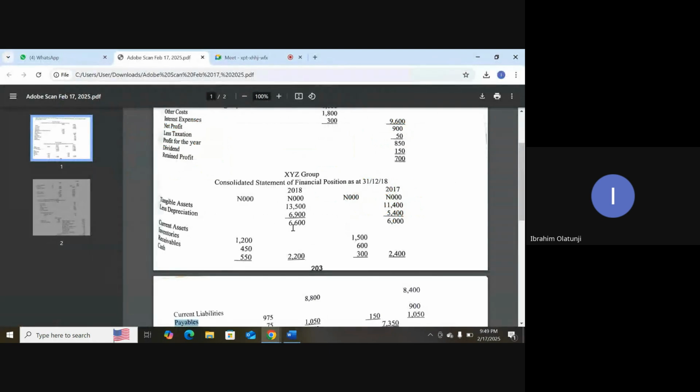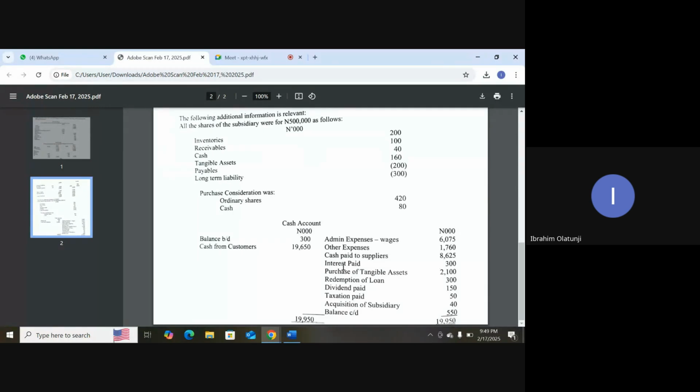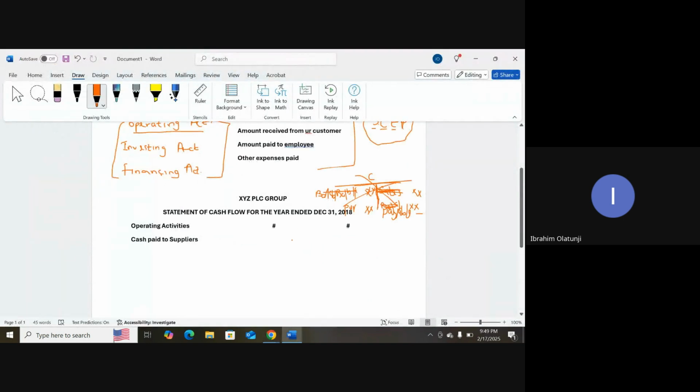But in this question, the examiner is not disturbing us. He's already giving us the cash paid to supplier. Just copy the figure and put it here. Is it clear? Is it clear now?